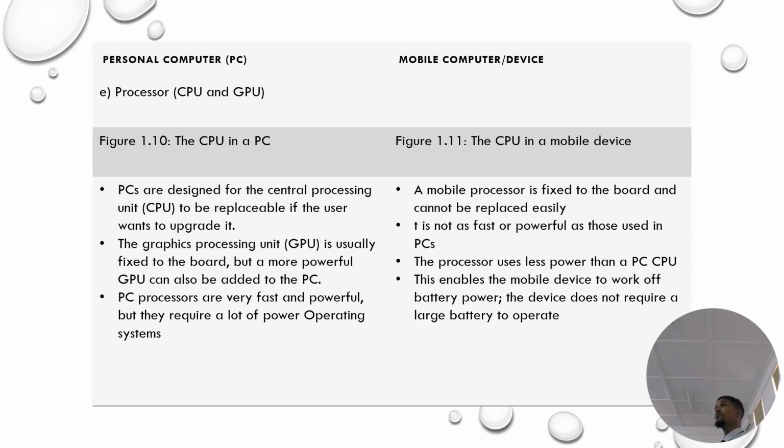On your cell phone, the mobile processor is fixed to the motherboard and cannot be replaced. It is not as fast or powerful as those of the computer. The computer can run multiple tasks, but you can only run a few tasks on your cell phone, and then it becomes slow and it also drains your battery.